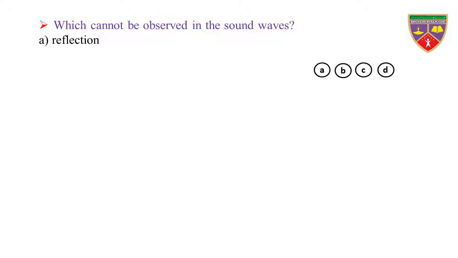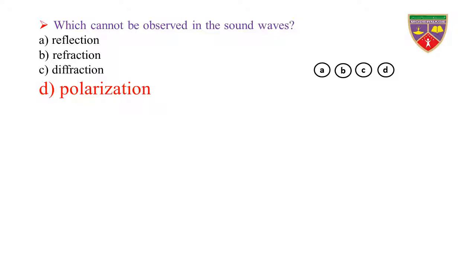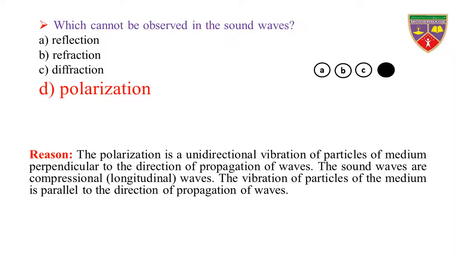Which phenomenon cannot be shown by sound waves? Option A, reflection. Option B, refraction. Option C, diffraction. Option D, polarization. The key is polarization. Therefore, the correct option is D.